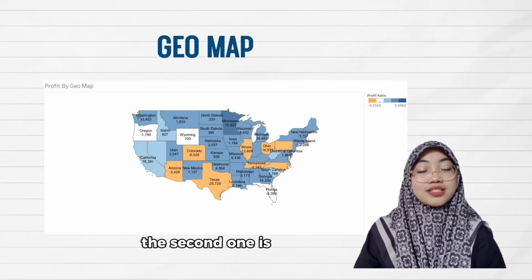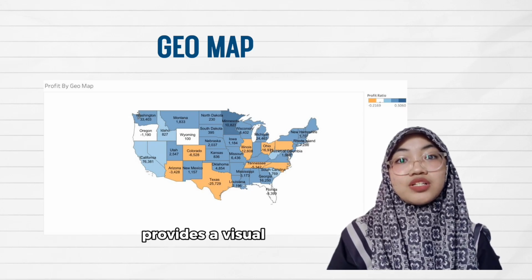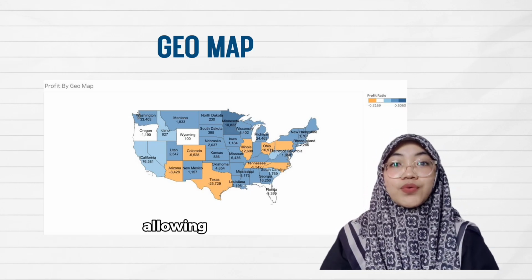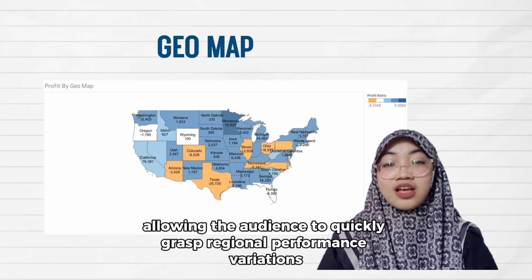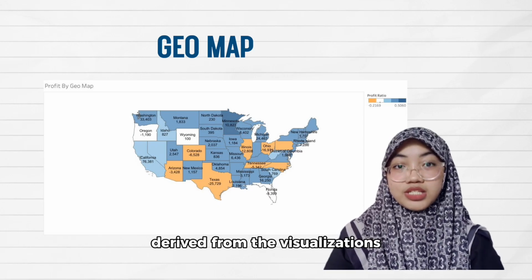The second one is the geography map. The geography map chart provides a visual representation of profit distributions across different states, allowing the audience to quickly grasp regional performance variations. Here are the significance and insights derived from the visualizations.